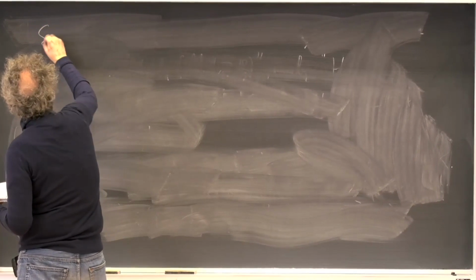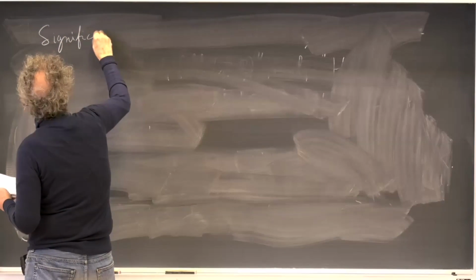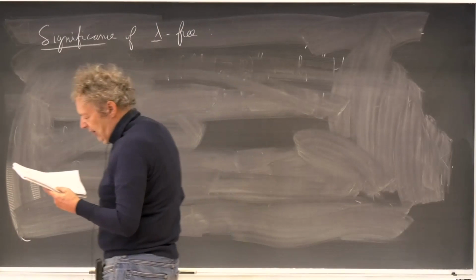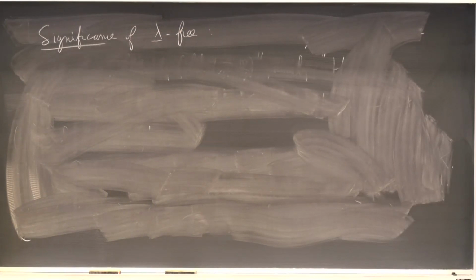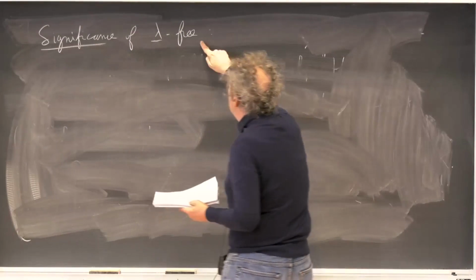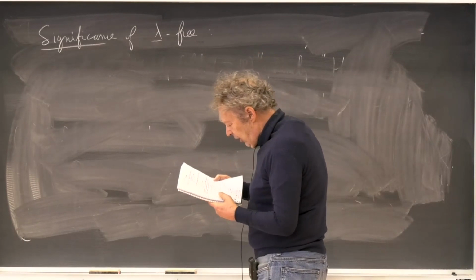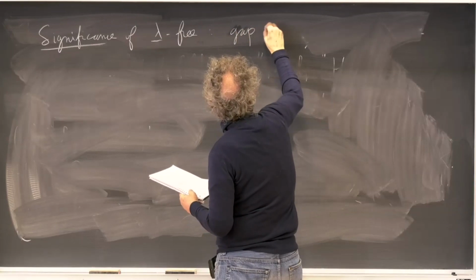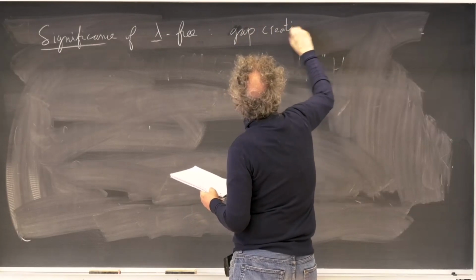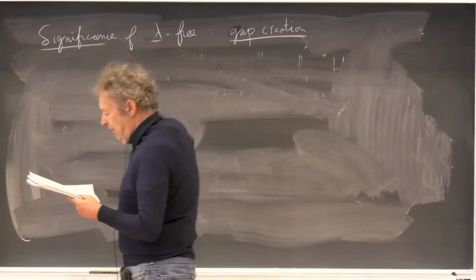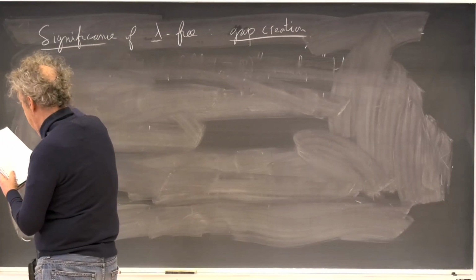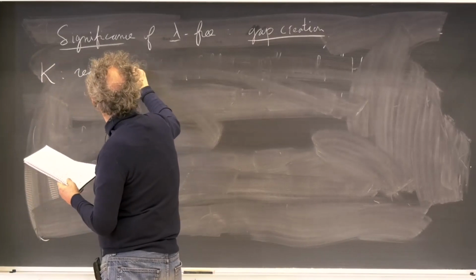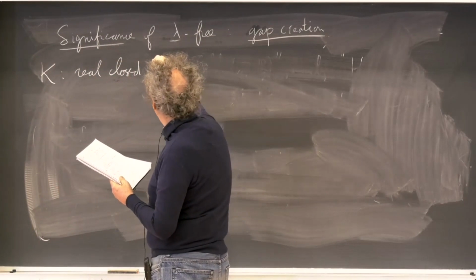So to us, at least, this is the significance of lambda free. At least one way to look at it is as a realization of lambda, which is basically a gap creator. Gap creation. Well, this is in some sense the significance of not being lambda free. So K, and here, to be on the safe side, I'll consider K to be a real closed H field. That is not a very big restriction.